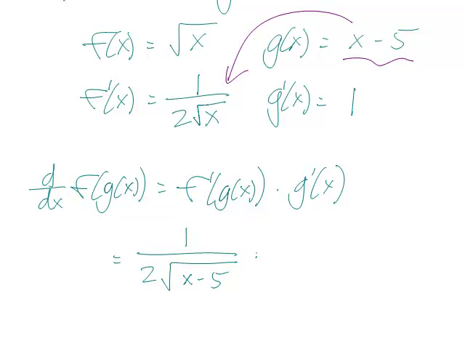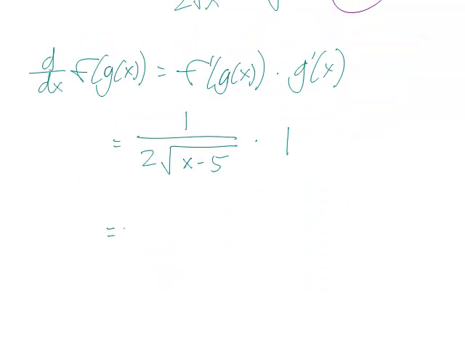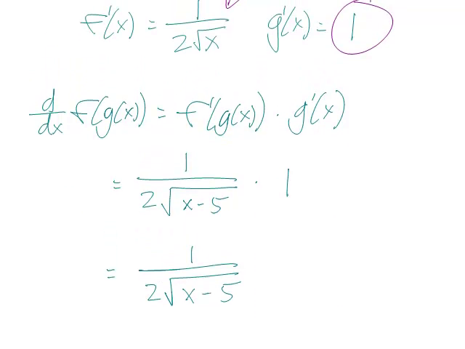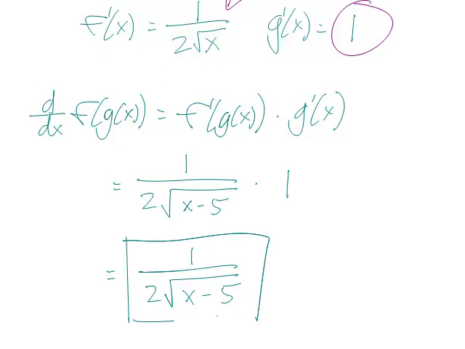Times, well, what's g prime? G prime here is actually 1. So g prime is just 1. It doesn't actually do anything. And so the derivative is 1 over 2 root x minus 5. So g prime doesn't actually do anything here. It's just f prime of g.